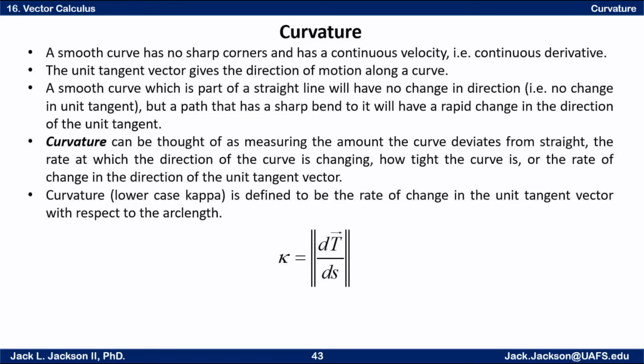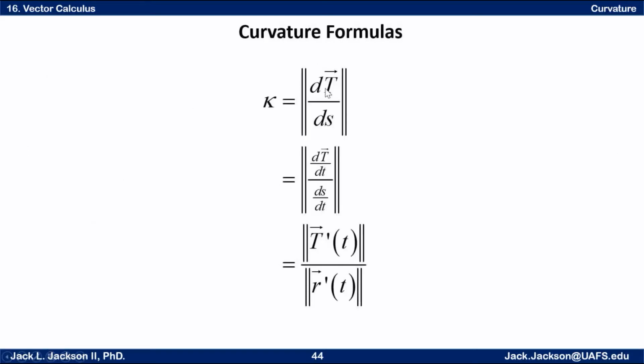Well, let's look at a couple of ways we might want to think of it. Using the chain rule, dT/ds is dT/dt divided by ds/dt. So dT/dt is T'(t), and ds/dt is just the norm of r'(t), and we're dividing these two things, so we can divide their two norms to get the norm overall.